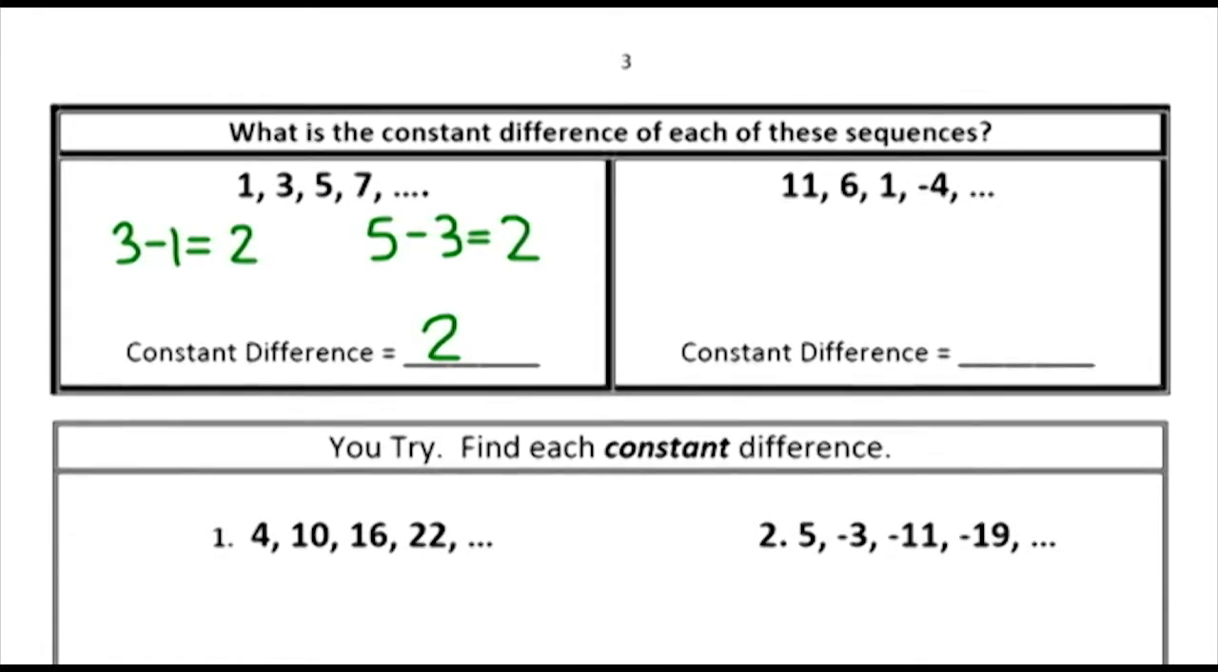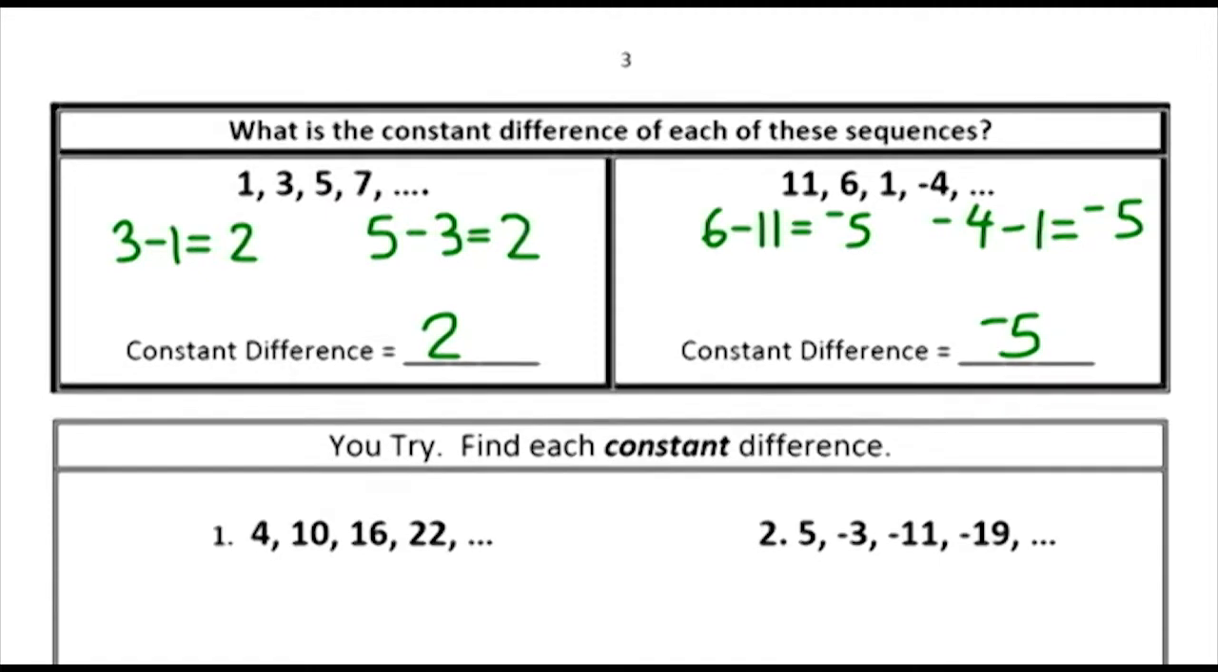Always right minus left. So let's take 6 minus 11. I should get, careful, this is a calculator moment, 6 minus 11, I get -5. Let's try -4 minus 1. I'm always subtracting. Don't assume because you see negatives that suddenly subtraction is out the window. -4 minus 1. Again, if you struggle with negatives, that's a calculator moment right there. You get -5. I have the same difference, so I have a constant difference. These are both arithmetic sequences.